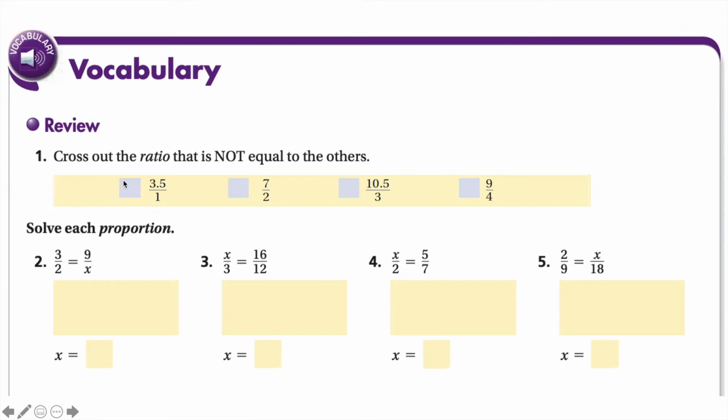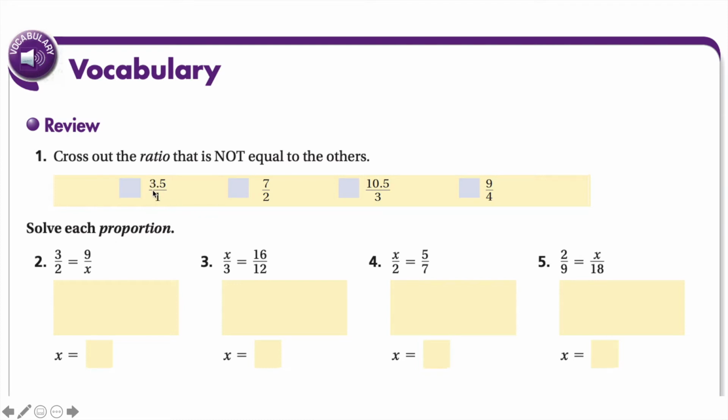Vocabulary and review. Number 1. Cross out the ratio that is not equal to the others. We have 3.5 over 1, 7 over 2, 10.5 over 3, or 9 over 4. Which one of these is not like the other ones?